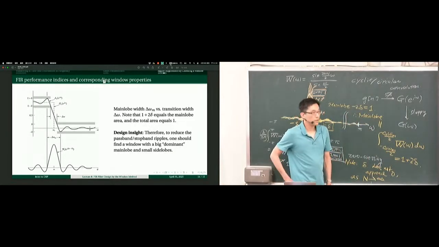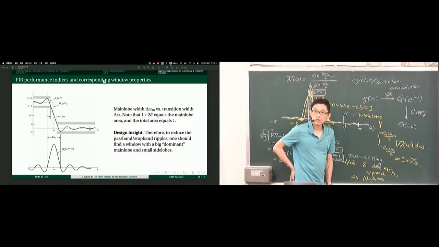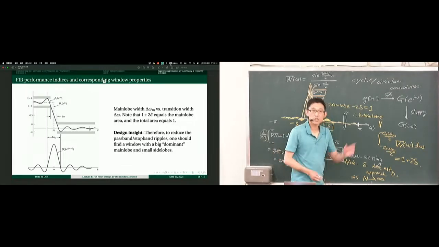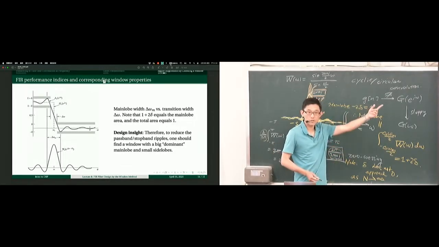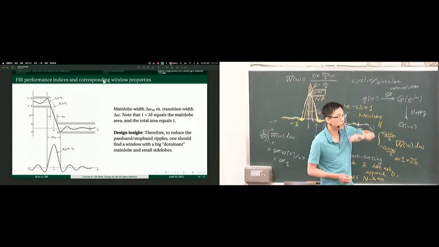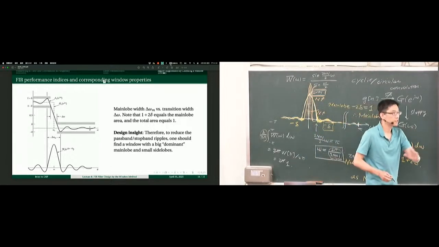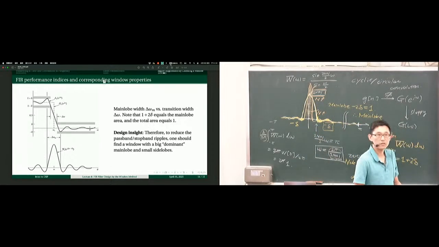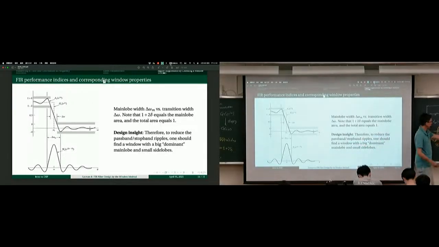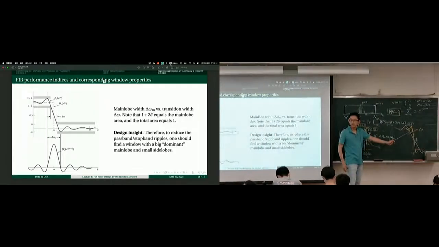Any question right here? Can we imagine what happens to the frequency domain when n increases? Any question? Any comment right here? That little thing right there is always going to be there. This overshoot, undershoot is always going to be there. It's just that they go really, really close to the cutoff frequency when n increases.